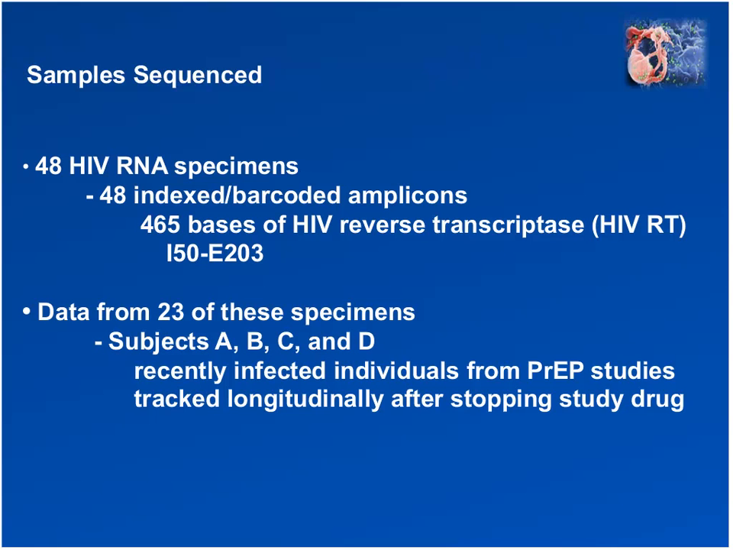Now don't worry, I won't make you look at the variant profiles across HIV-RT for all 48 samples. But I will focus on 23 of these samples that were part of this amplicon library, which are collectively from just 4 individuals, who I will refer to as subjects A, B, C, and D, who are from studies of pre-exposure prophylaxis, or PrEP, who were tracked longitudinally after stopping study drug.